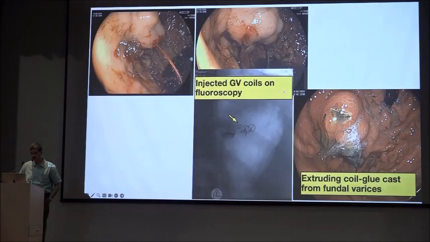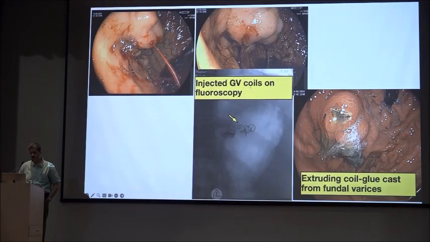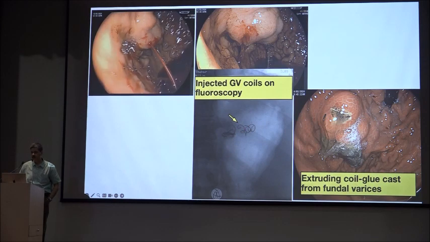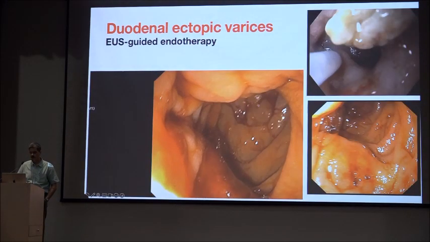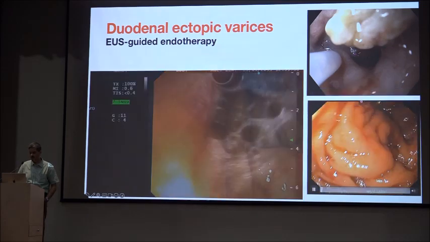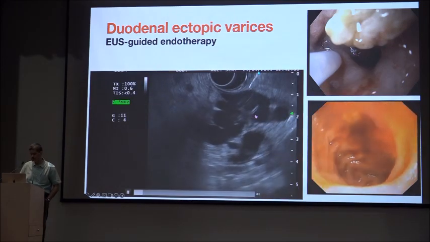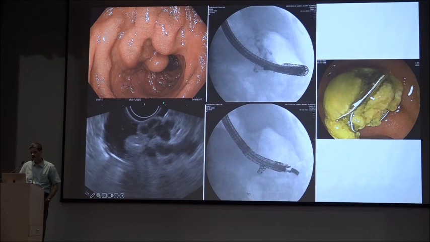I shall skip this. This is a bleeding patient and injected coils, and 5 months down the line, this is how glue and coil extrusion happens. Really useful in treating duodenal ectopic varices, and we have learned to use mini probes also for ectopic varices, and we inject coils, and this is how the coil extrusion happens in duodenal varices.